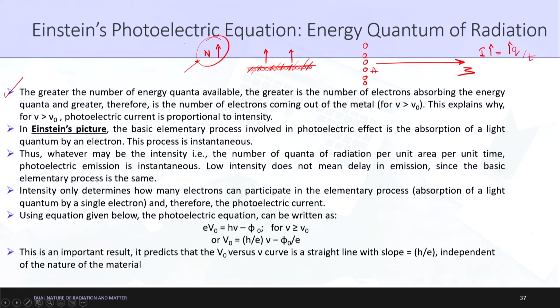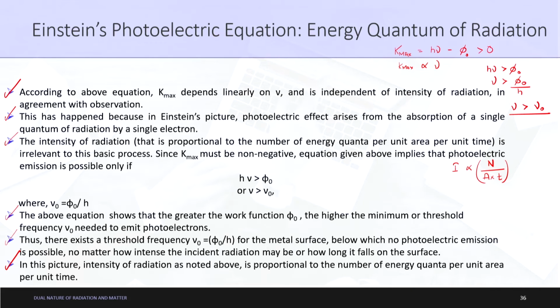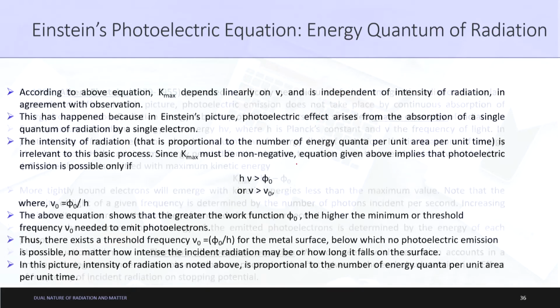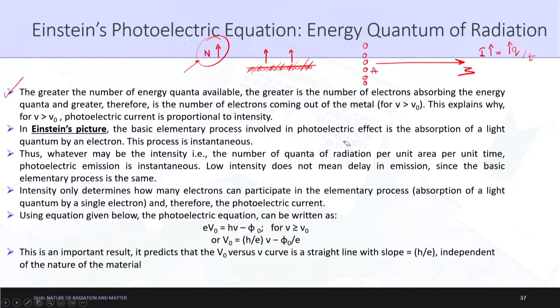In Einstein's picture, the basic elementary process involved in the photoelectric effect is the absorption of a light quantum by an electron. This was the basic crux which was explained here. This process is instantaneous. So, let us say these are the electrons, the h nu amount of particle came and interacted, and the energy got absorbed instantaneously.